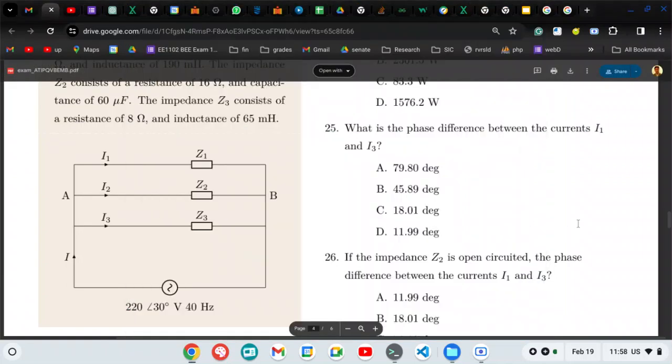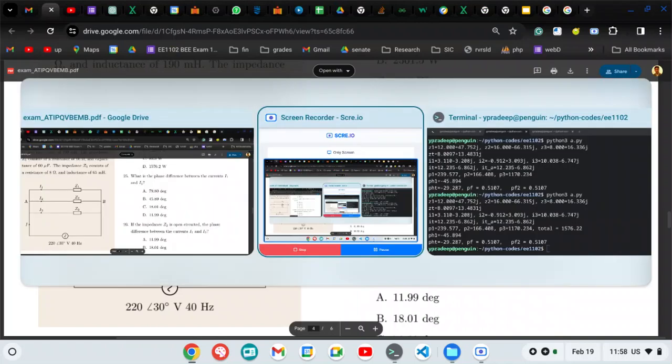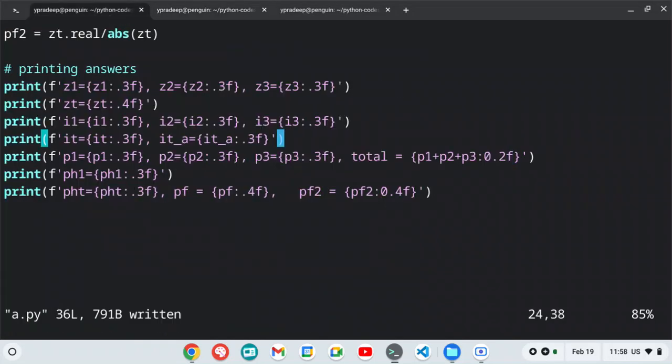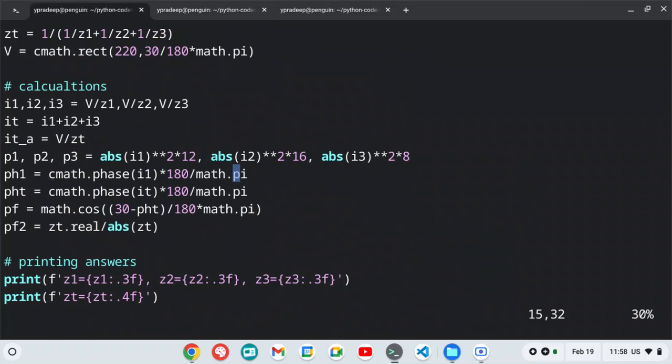So the question we were last discussing was number 25, phase difference between currents I1 and I3. Okay, so let's do that. Phi 1 was calculated here, so I'll just copy this line.